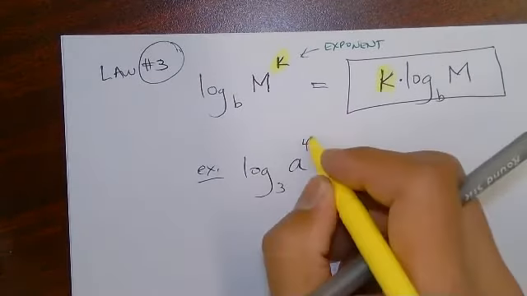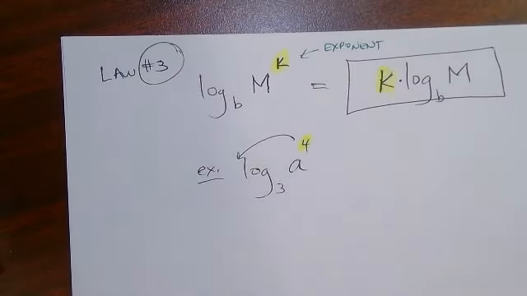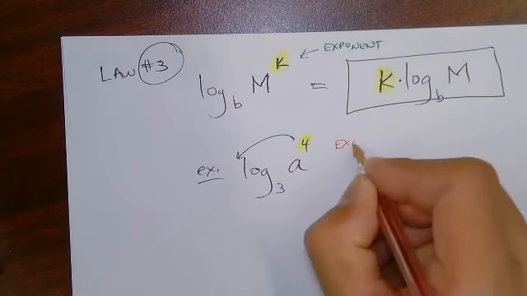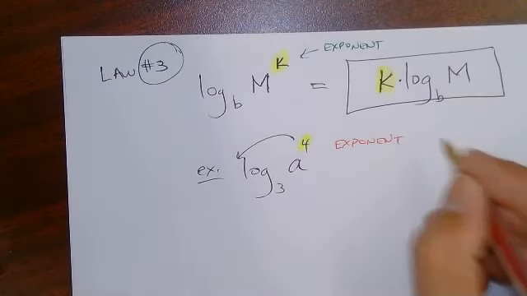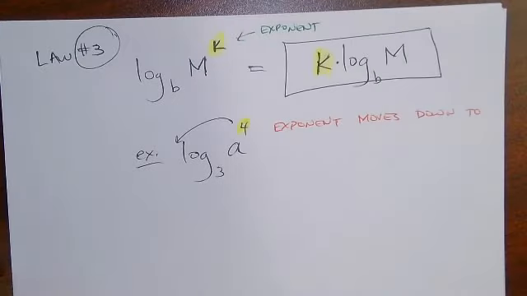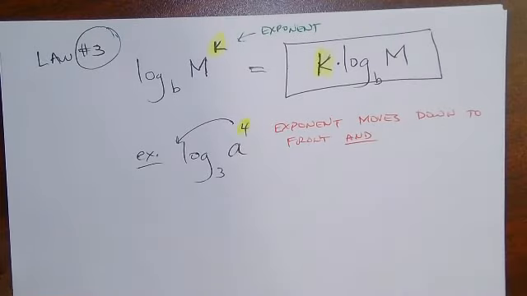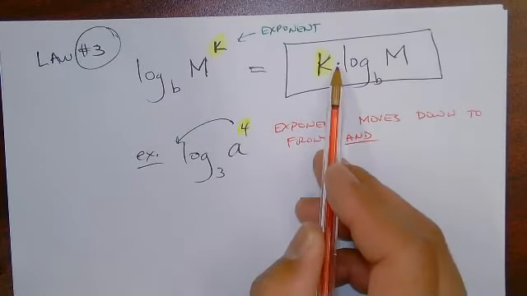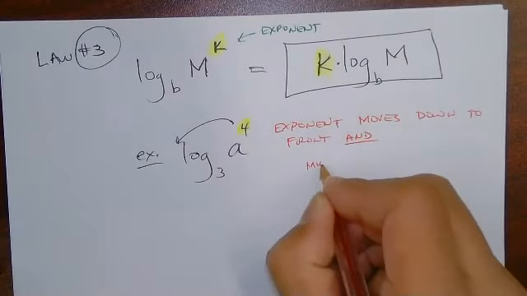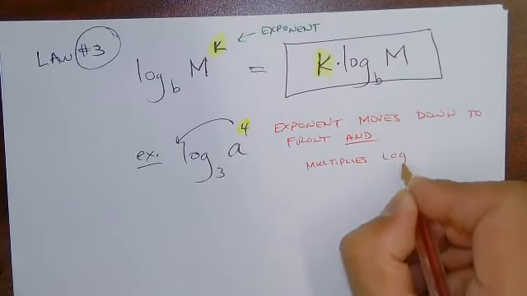This third law has to do something with an exponent. This exponent, if you look here, it's here, and then it equals to it. Exponent moves down to the front. What does it mean when you move something to the front or you see a little dot right there? Multiply. And multiplies logarithm.